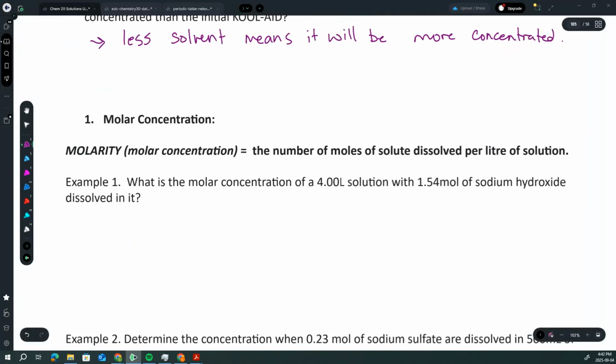So for example 1, it's asking us, what is the molar concentration of a 4-liter solution with 1.54 moles of sodium hydroxide dissolved in it?